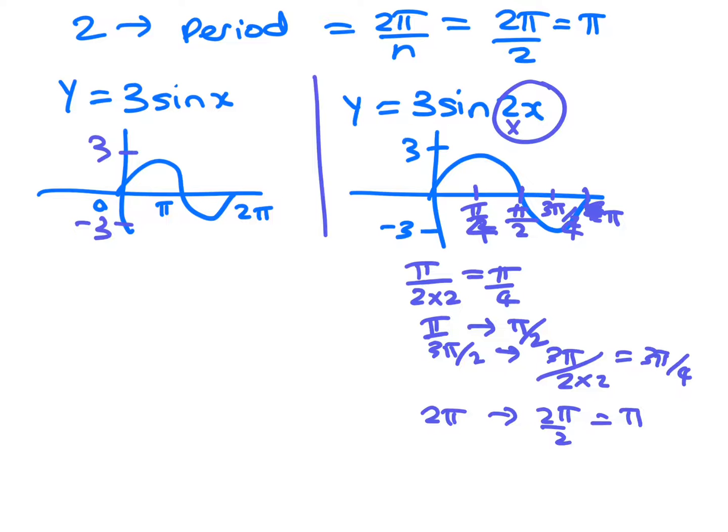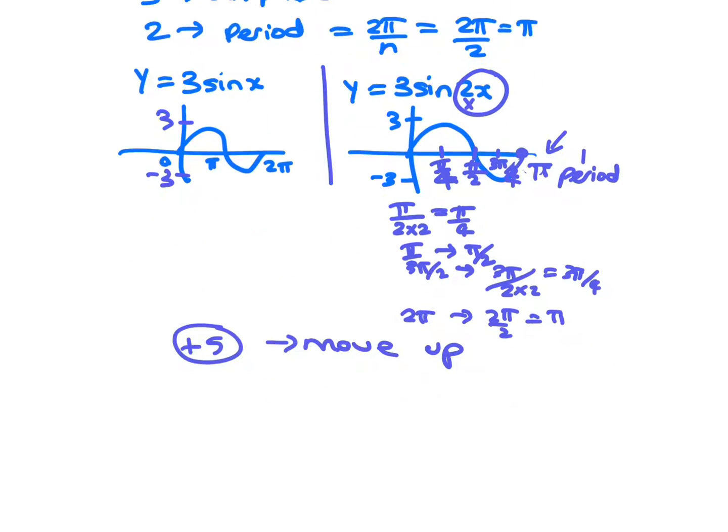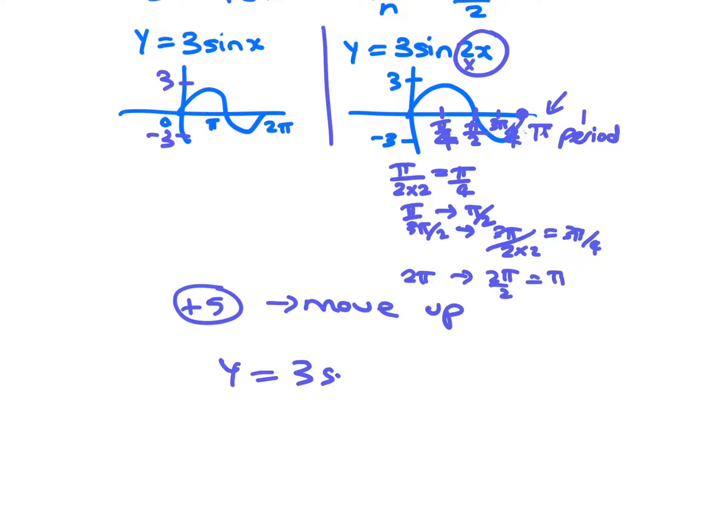What you might notice there is that it is repeating. You can see it repeats after pi, and that there is 1 period. So that's basically what that 2 will do. The plus 5 there is pretty simple. The plus 5 will move it up 5. So whatever graph you've got, if you added 5, it's just going to shift it up 1, 2, 3, 4, 5.